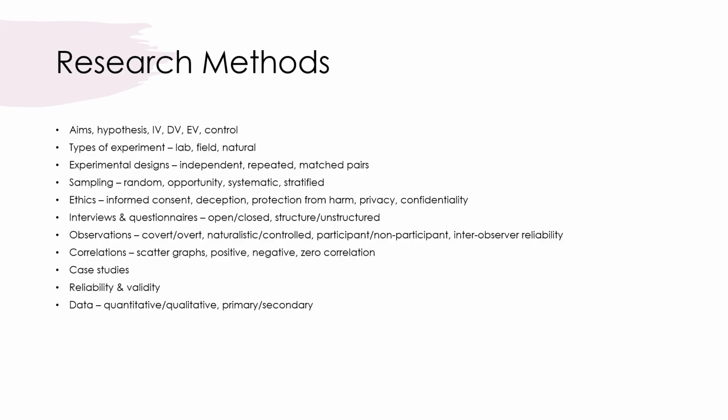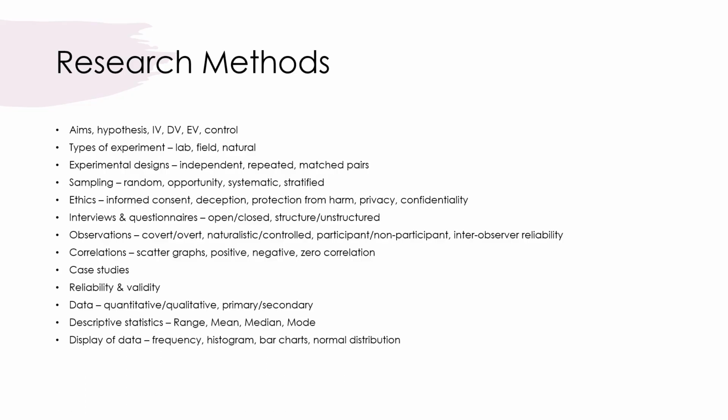The data you need to look at can be qualitative, quantitative, primary, secondary. So quantitative data is obviously easily comparable. You can put graphs and things together. Qualitative, you get more rich, detailed information. Descriptive statistics, you need to know about the range, mean, median, mode. You need to know about a normal distribution as well. So that's on this display of data.